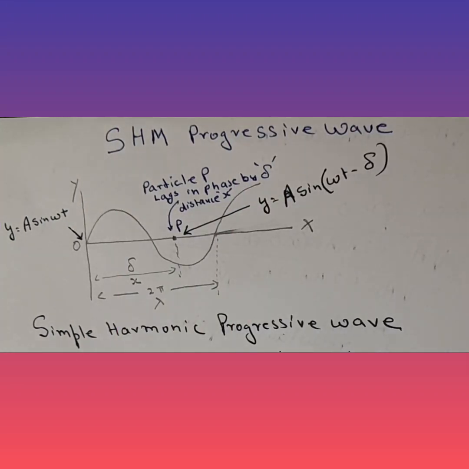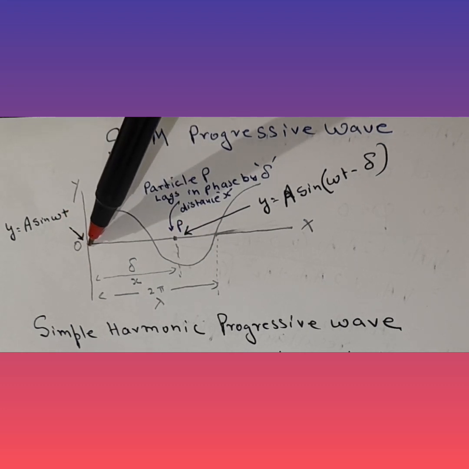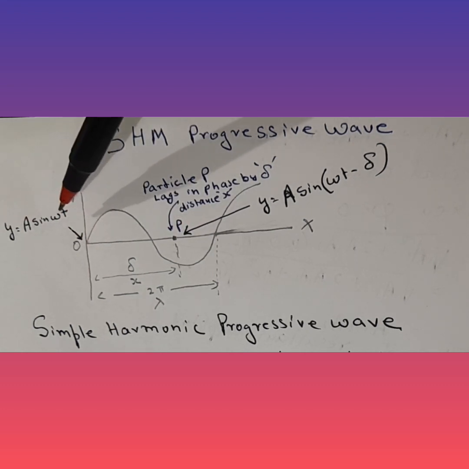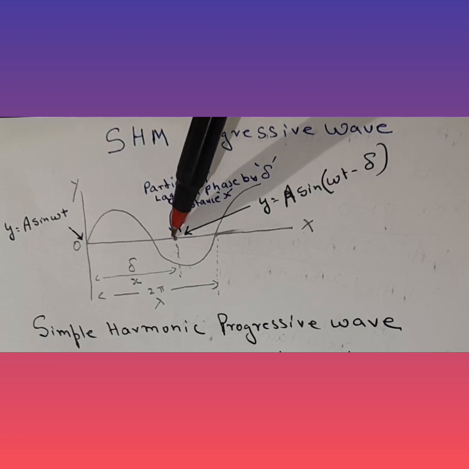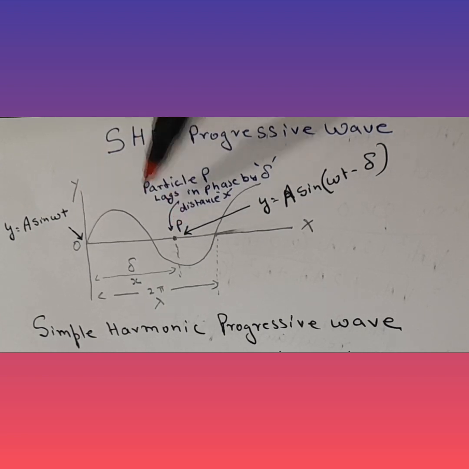Let's understand the basics of SHM progressive wave. Suppose this is a wave, obviously a sine curve. It starts from the origin and we are going to compare two particles, one here and one over here. The particle at the origin has the equation y = A sin omega t, whereas the other particle, P, lags in phase by delta.